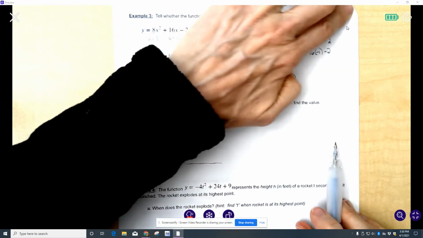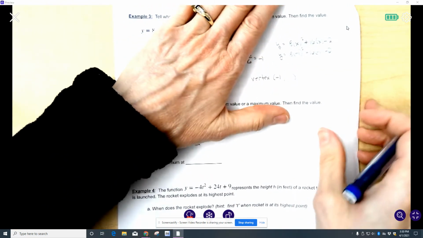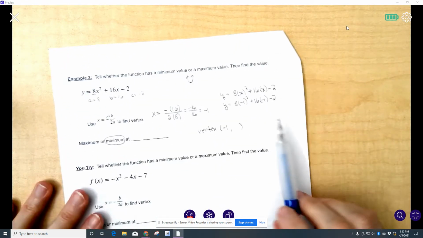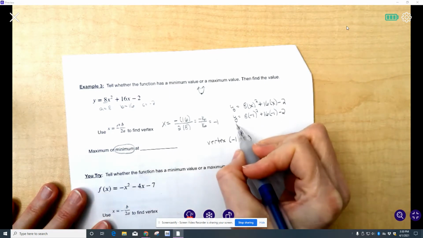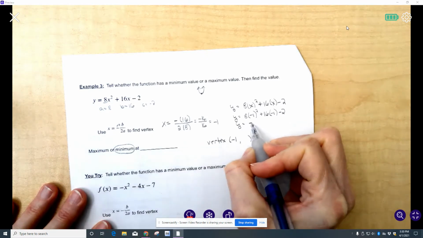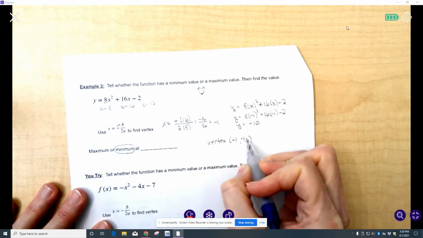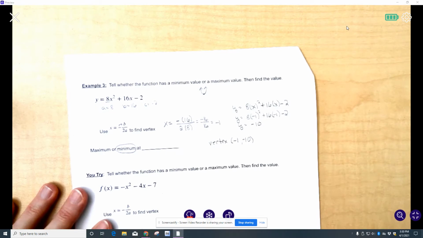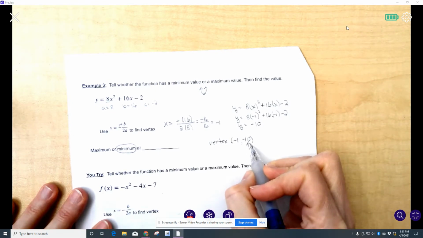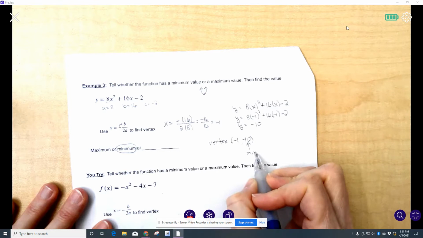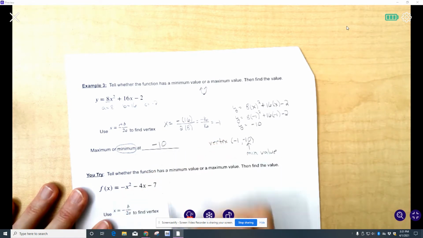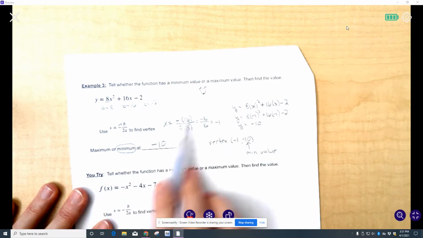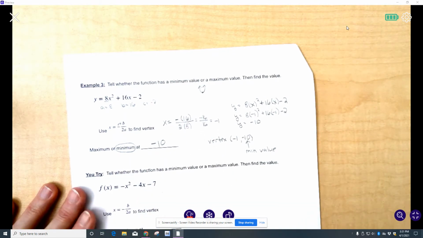Again, if you're using your parentheses, punch that entire line in your calculator, and what you will get is -10. So my vertex y value is -10. So my max, or in this case, min value is -10. So I have a minimum value, and it's at -10.